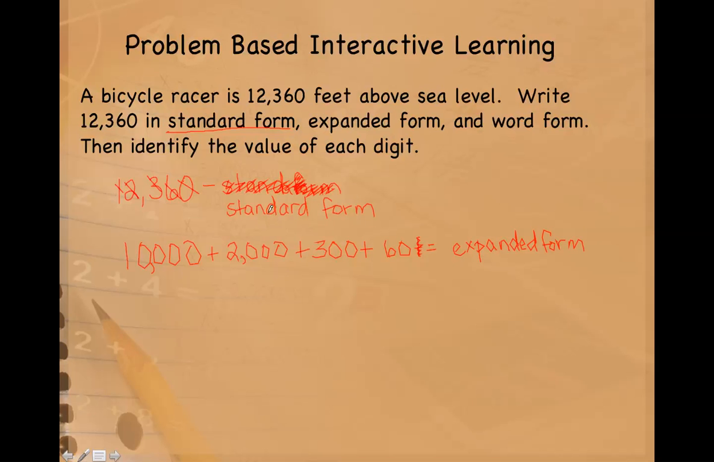Now I need to write this in word form, and I'm going to read it right from my expanded form. This would be 10,000, 2,360. Would that be the right way to write this number? No. So you have to look back up here, and what I like to do is I read right up to the comma. So this would be 12, and then the comma says 1,000. So 12,000.